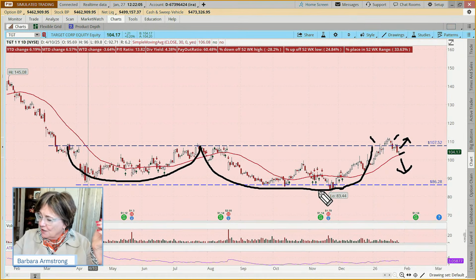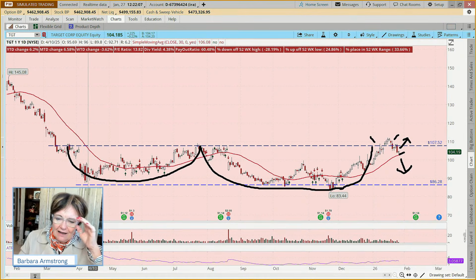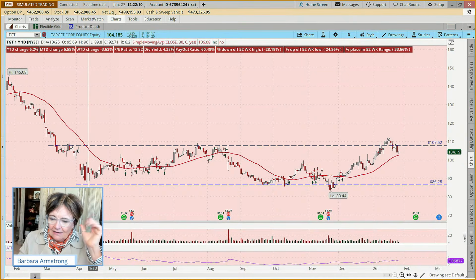Okay. And I find that when I draw the lines on the chart, it just helps lead the eye. And sometimes it can lead the eye astray.